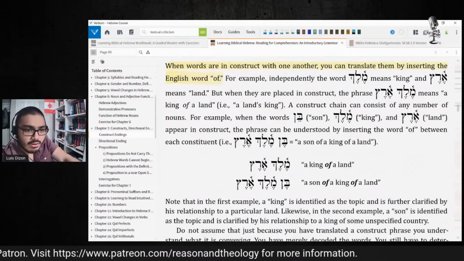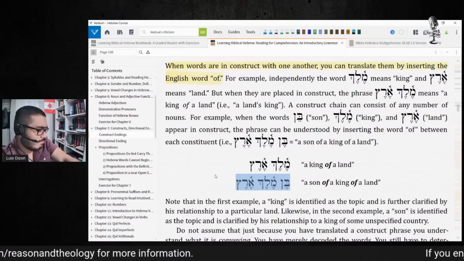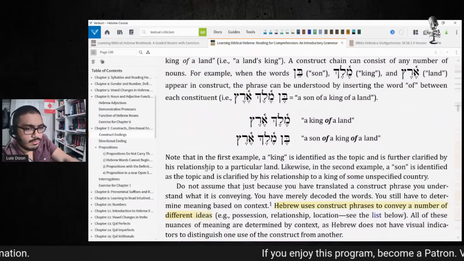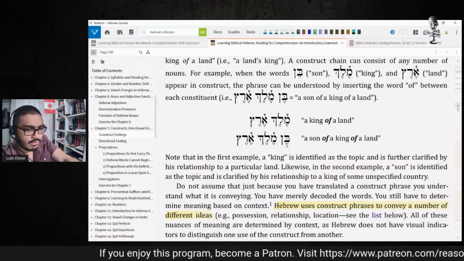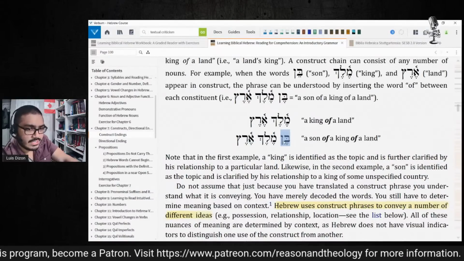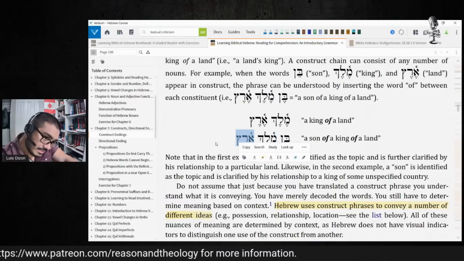So there are, as I mentioned, places in Hebrew where you can have multiple nouns in one construct. So the example given here, Ben Melech Eretz. So a son of a king of a land.